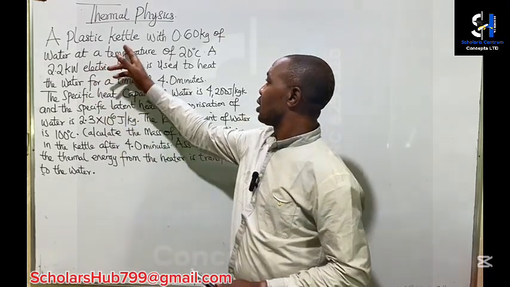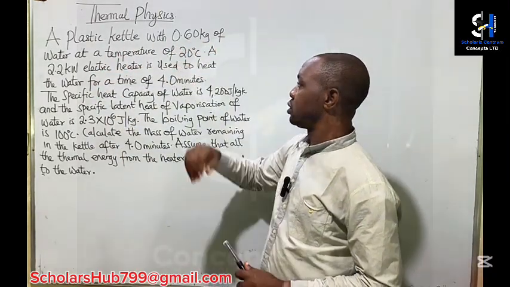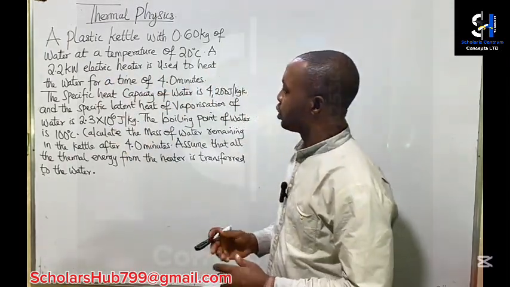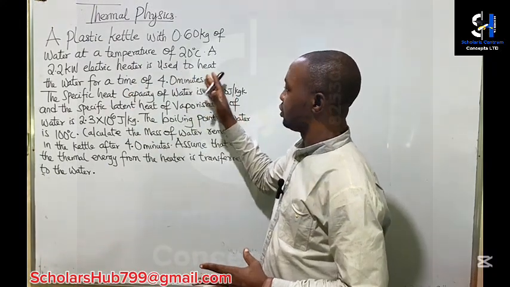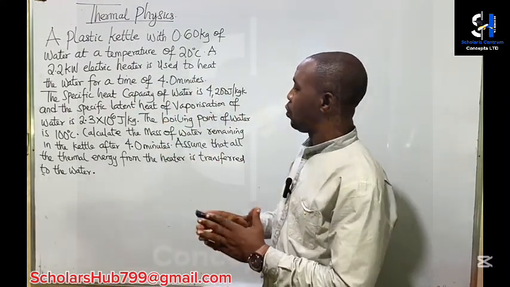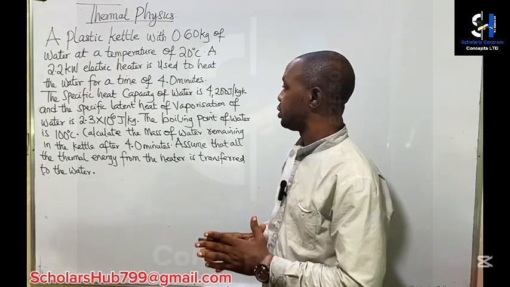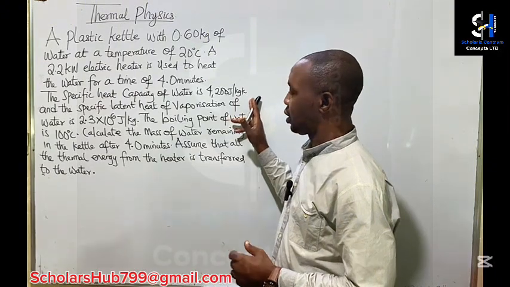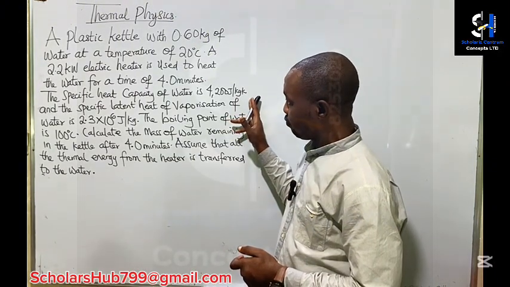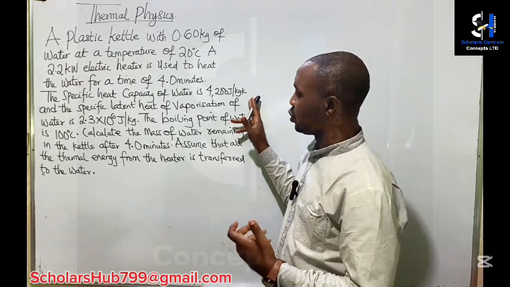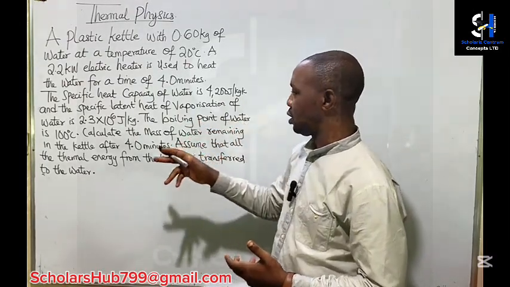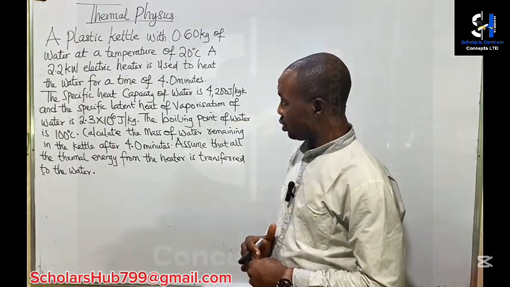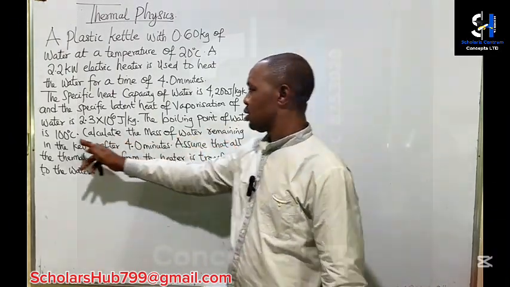We have a plastic kettle with 0.6 kilogram of water at a temperature of 20 degrees Celsius. A 2.2 kilowatt electric heater is used to heat the water for a time of 4.0 minutes. The specific heat capacity of water is 4200 joules per kilogram per Kelvin, and the specific latent heat of vaporization of water is 2.3 times 10 raised to the power of 6 joules per kilogram. The boiling point of water is 100 degrees Celsius.